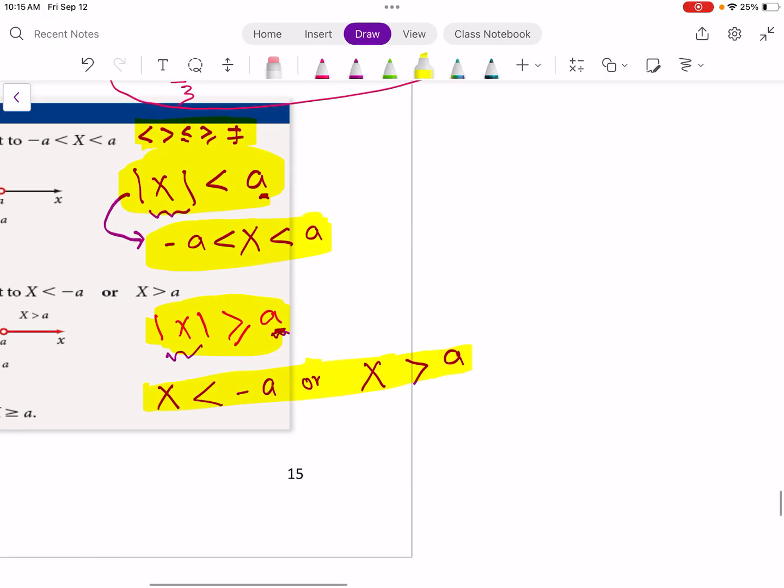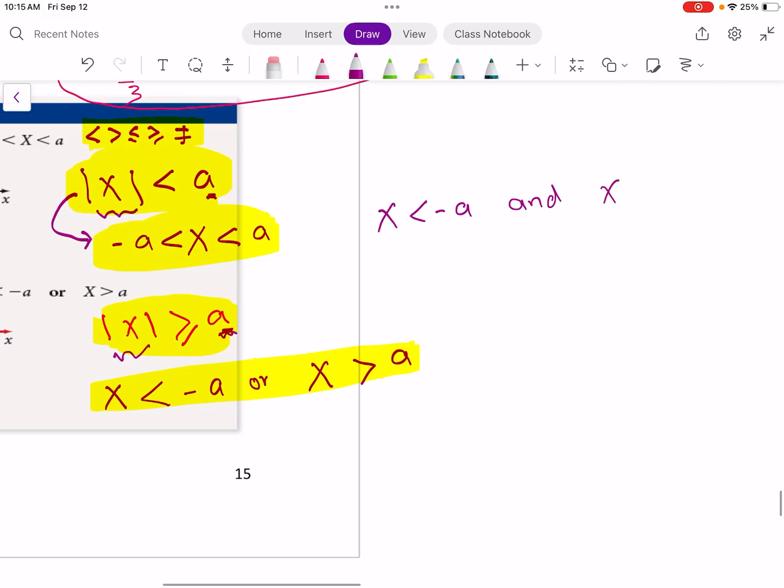Okay, now here, what's the difference between this and this? We can also rewrite this. This is the same as x greater than negative a and less than positive a, like we did yesterday. Sorry, this is greater than, not less than. So here we have and, and there it's or. Okay, so that's the difference here, and we'll see this in an example as well.